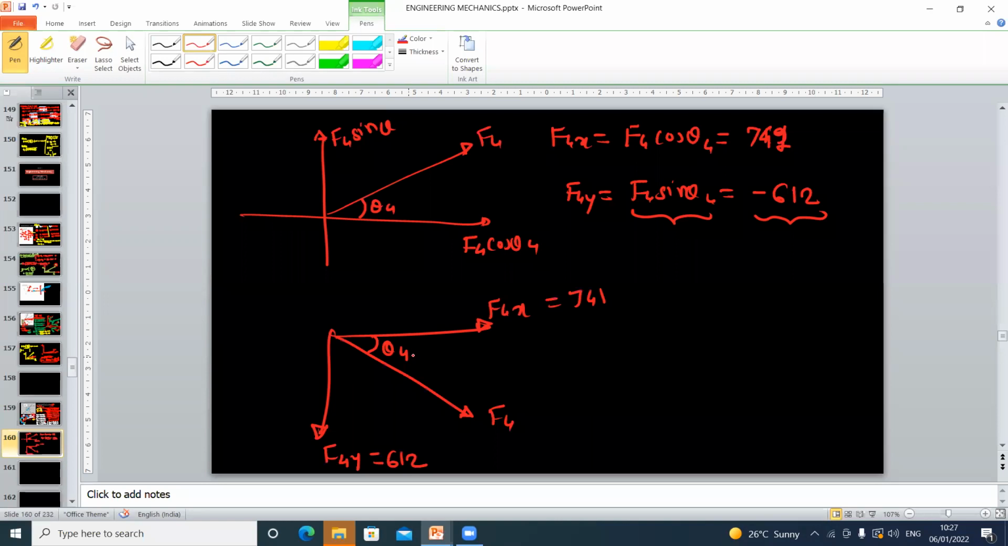Now we have to find out the angle of the force F4. So we can find out theta 4 using the formula tan inverse. Now consider the y component, which is 612, take the point, and this is 741. Okay, so find out this answer for theta 4. Do not consider the sign, okay, because from the sign, we have already located the quadrant, which is the fourth quadrant. So just consider the positive values in the formula tan inverse. So we will get this answer theta 4 with respect to positive x-axis.